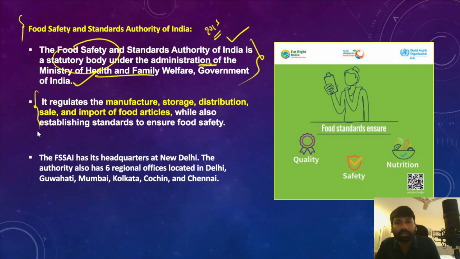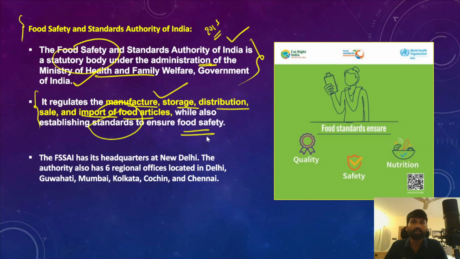So it actually regulates and controls manufacture, storage, distribution, sale, import of various other food articles, and at the same time it also establishes standards to ensure food safety. So all the food safety in India is looked after by Food Safety and Standards Authority of India, and also prohibits the adulteration of the food by the various food processing industries or food manufacturing companies.